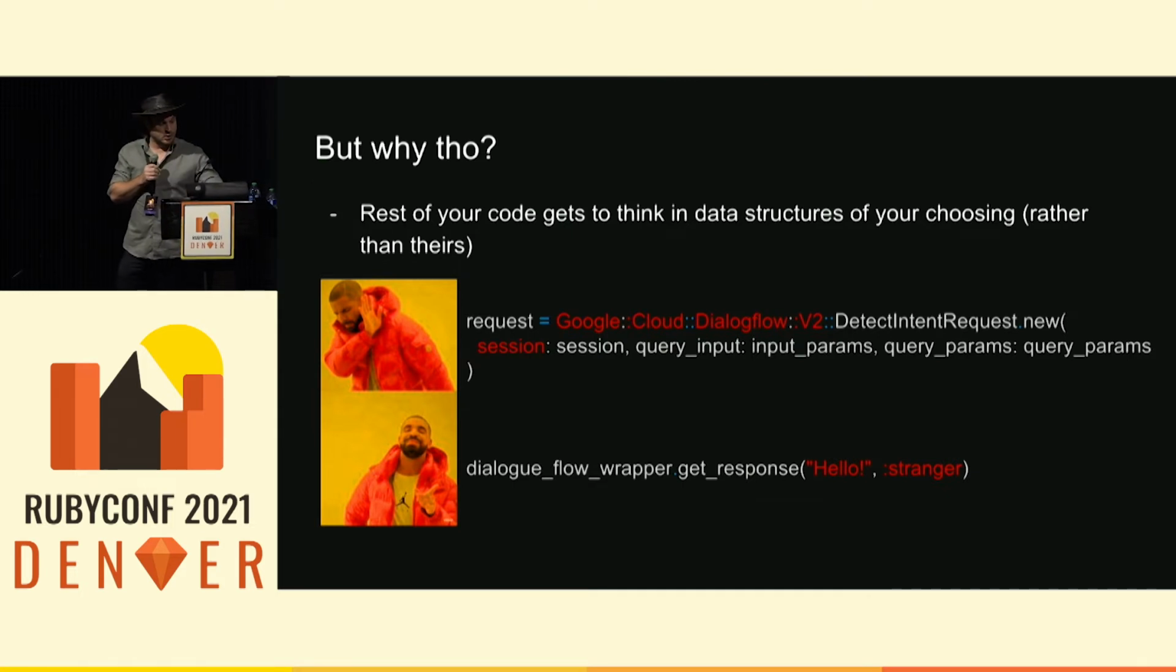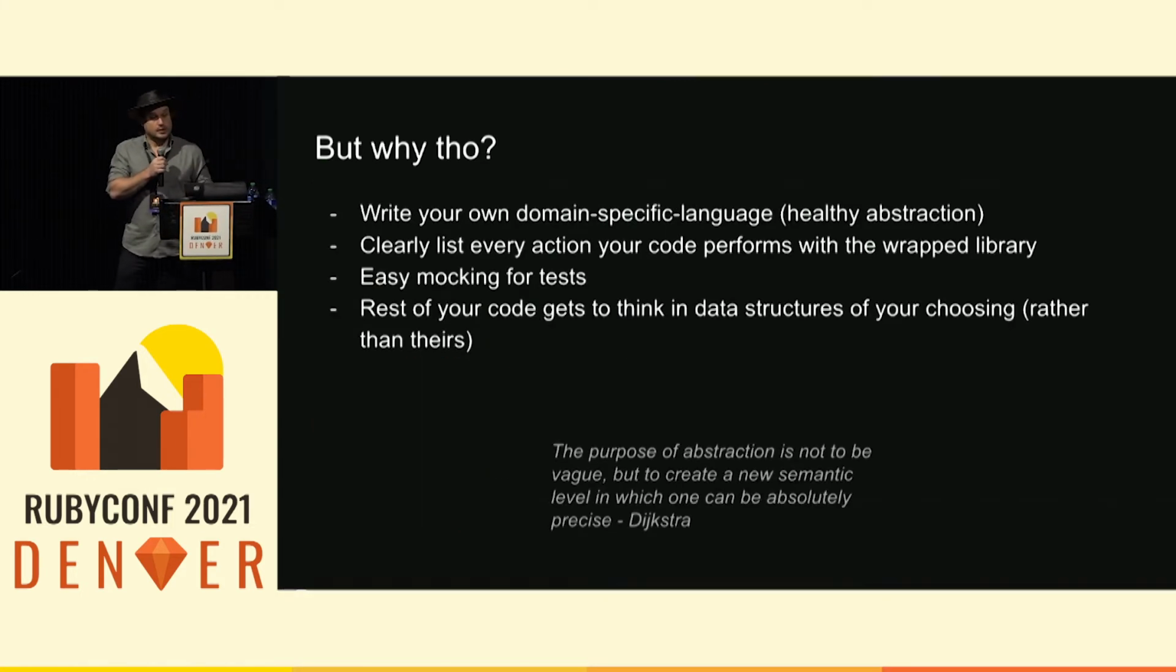So, like I said, we get to write our own domain-specific language. We get to clearly list every action that the code performs. It makes it a lot easier for us to mock our tests, and then the rest of our code gets to think how we like to think instead of how the library we're working with likes to think.